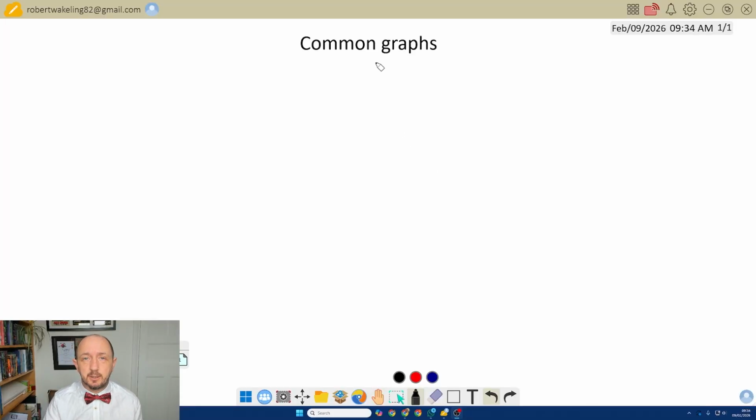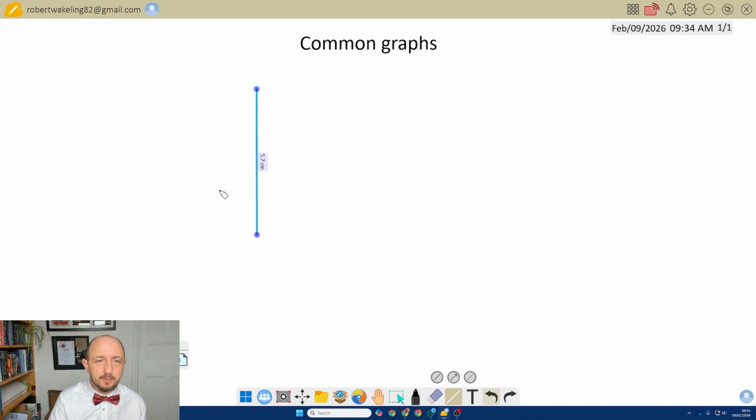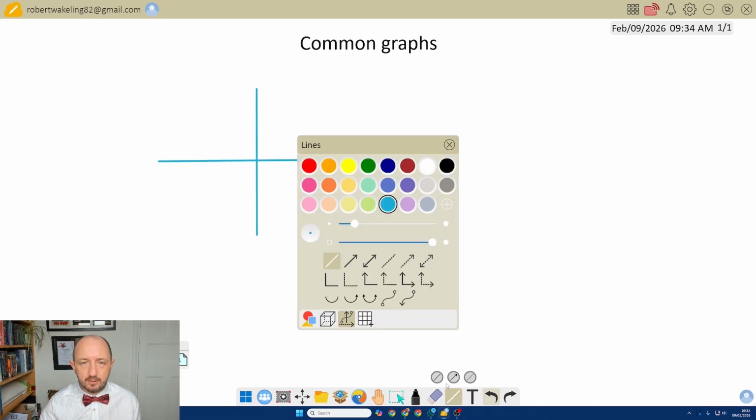In this video, we're going to be looking at the common graphs that you need to be aware of, and you need to be able to recognize them just by their shape. Okay, so if I put some axes on here, and we're just going to work on these, then the first one that we need to be aware of is just the straight line graph.